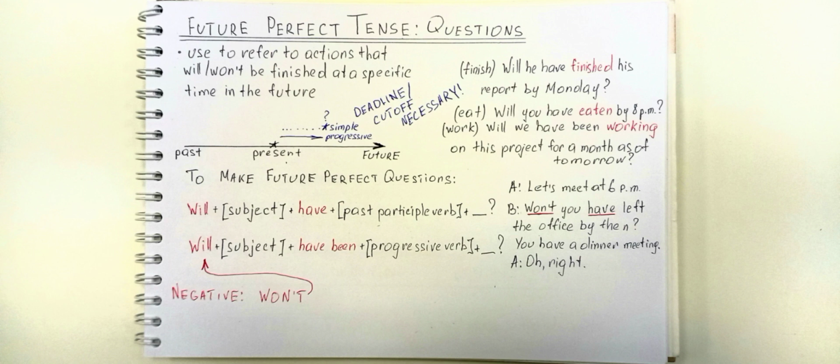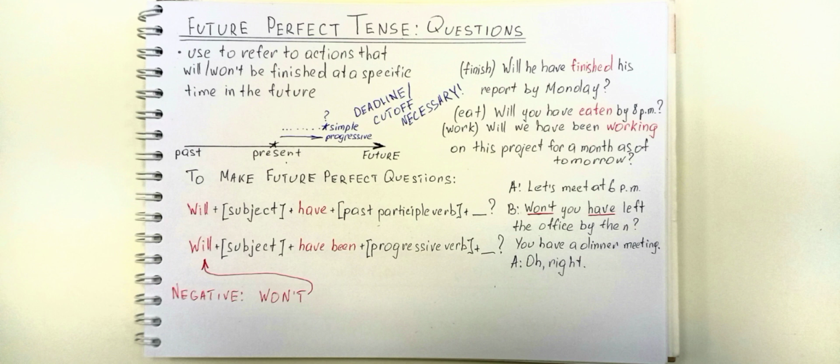For progressive, however, which we will also review quickly today, this is for action that will be continuing at a specific point in the future. So this is one difference between the simple form and the progressive form. With the simple form, the action either will or will not be finished. With progressive form, the action will or will not be continued. So let's take a look now at how to make future perfect questions.